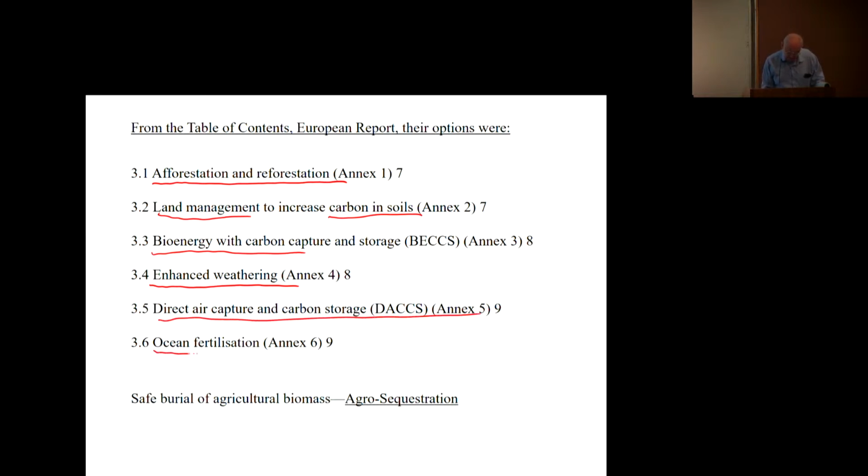And another idea that's out there is ocean fertilization, where they hope to promote algae growth, and the algae will fall to the bottom of the sea. But people say very little of it falls. So of all these, I think they have ignored the most obvious candidate, which is to grow biomass and, instead of making biofuel out of it, just bury it. So how do you do the safe burial of agricultural biomass? We call that agro-sequestration. That's what I'm going to talk about.